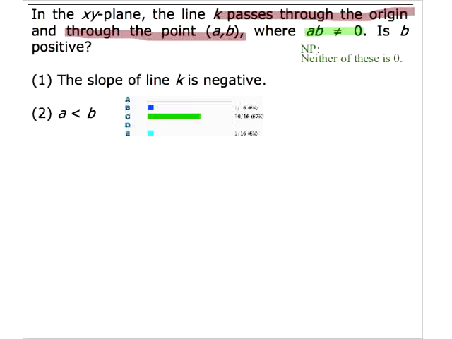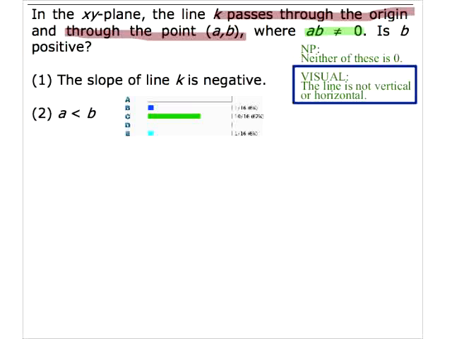What that means visually is that the line is not horizontal or vertical. Because the line goes through 0, 0. So if it were a horizontal line, then it would be the x-axis and all the b's would be 0. And if it were vertical, it would be the y-axis and all the a's would be 0. So that's important because you know at least that you're going through the quadrants. The line is not vertical or horizontal. That's a takeaway.